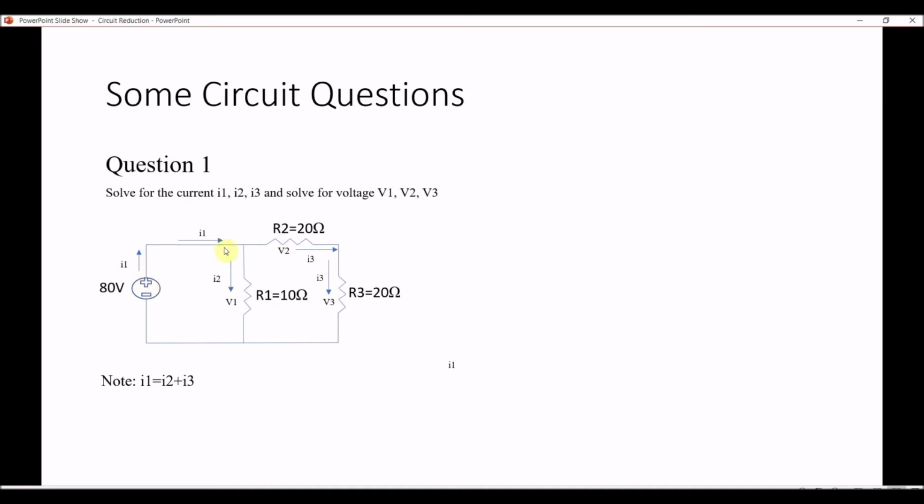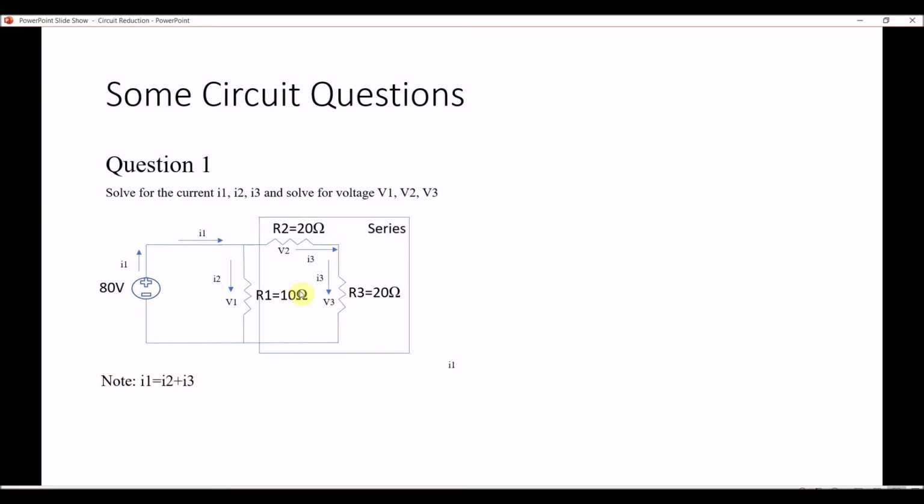But as you can see, I1 is being split into two. Let's say 10 people walk here, and they split paths. They can go right or they can go down. Let's say 8 people go down and 2 people go right. That's what it means. 10 people split into 8 and 2. 8 plus 2 is 10. So that's why I1 equals I2 plus I3. And you should remember this.